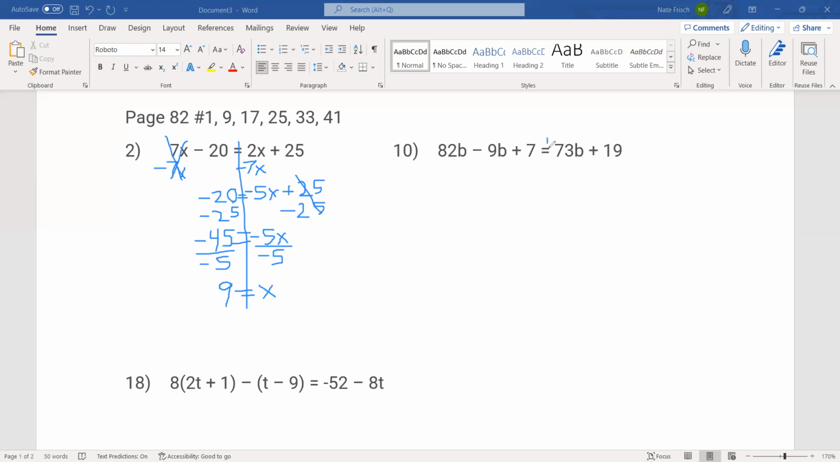All right, so on to number 10. So first step, I just want to simplify each side, combine like terms if I can. On the right side, there's nothing that can be combined. On the left side, I've got b's and more b's, so I can combine these. I have 82 b's, I'm taking away 9 of them. So that should give me 73 b's. Plus the 7.